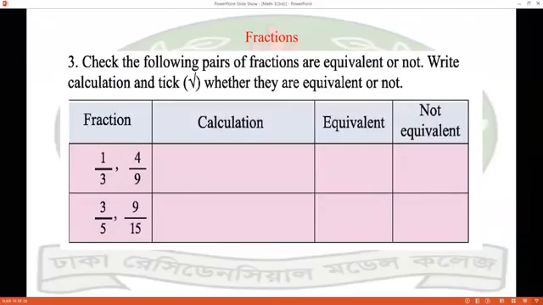Check whether the following pairs of fractions are equivalent or not. Write the calculations and tick whether they are equivalent or not. This is for your home practice. You can save it and practice at home. You have to find out in the previous way which are equivalent and which are not, by the cross multiplication process of numerator and denominator.